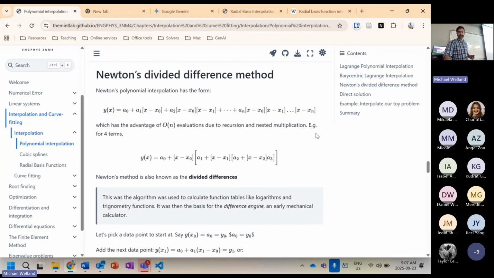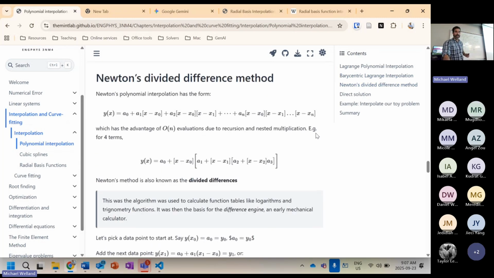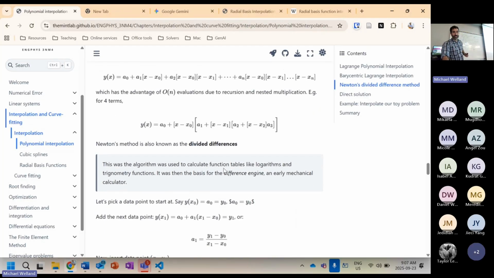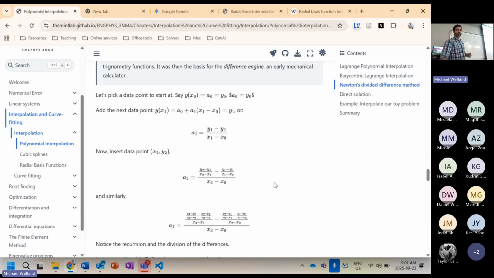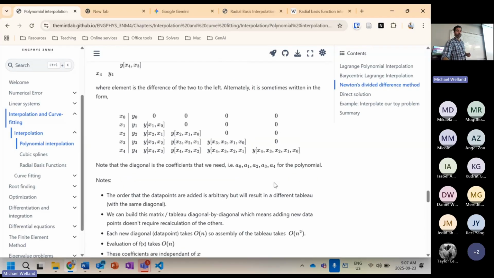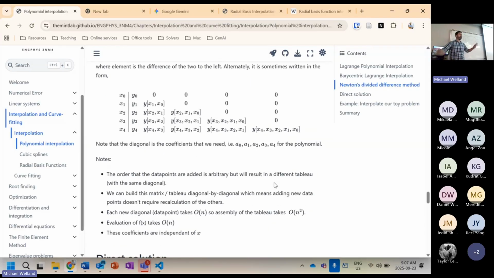Newton's divided difference. Kind of complicated, kind of messy. It is what the difference engine was actually built to do. If you're interested in the computational history of how these things worked, by all means, take a look through here. I'm going to skip it because otherwise I'm going to run out of time and we can't get to neural nets.